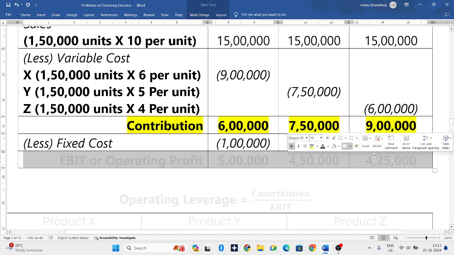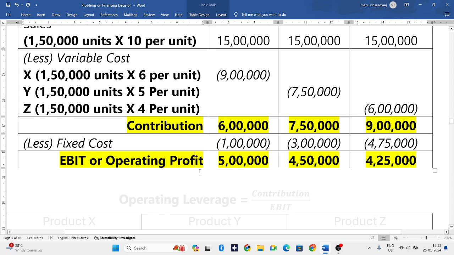After we minus that, we get EBIT or operating profit.